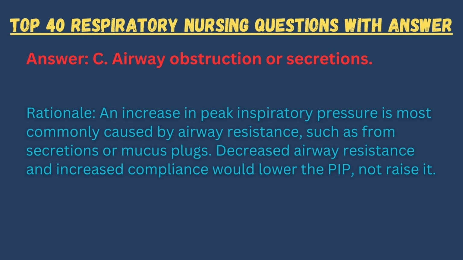Answer. C. Airway obstruction or secretions. Rationale. An increase in peak inspiratory pressure is most commonly caused by airway resistance, such as from secretions or mucus plugs. Decreased airway resistance and increased compliance would lower the PIP, not raise it.